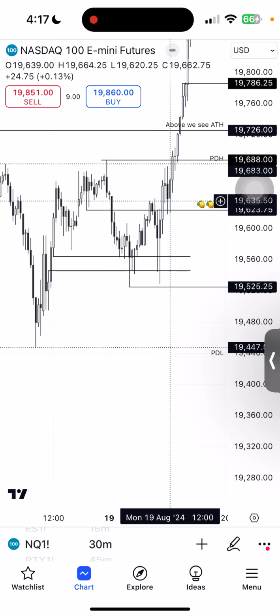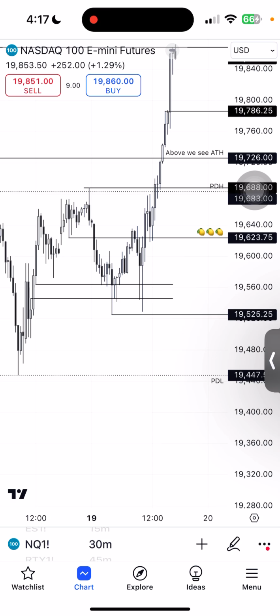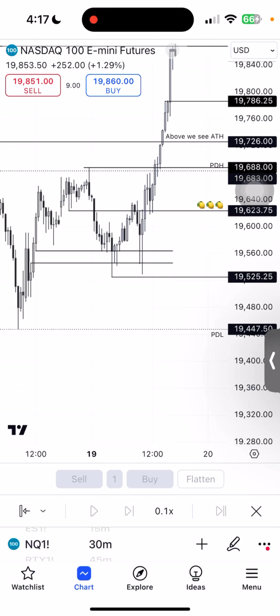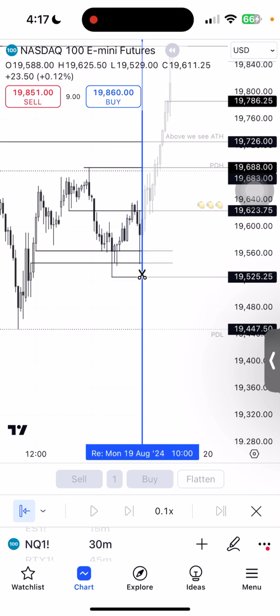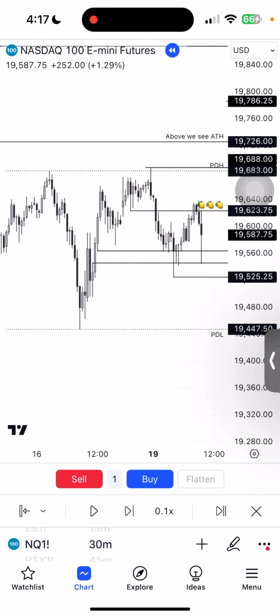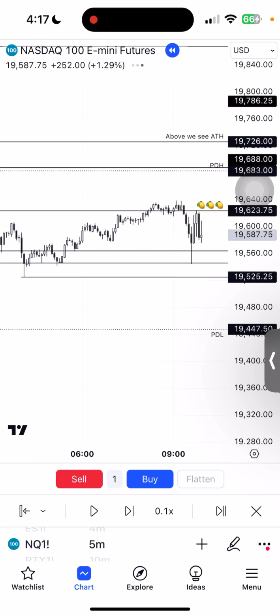So what I'm going to do is walk through on a lower time frame, bar by bar, what happened. So we're looking here on the 5-minute time frame.